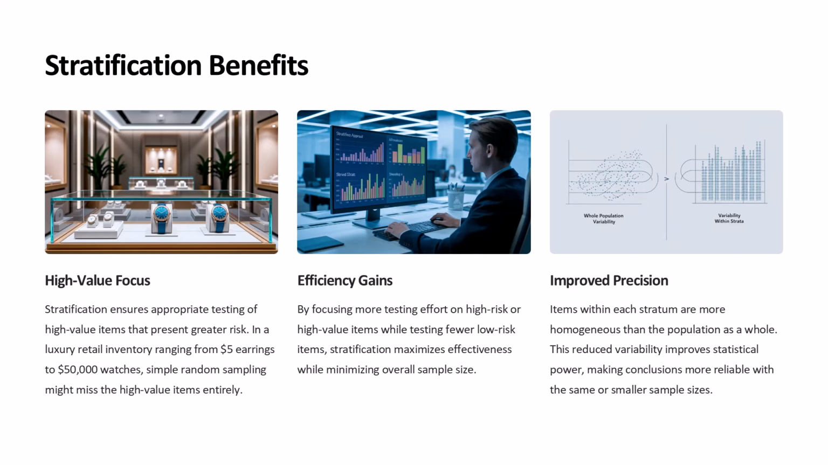The key benefit is that we can focus more testing effort on high-risk or high-value items, while testing fewer low-risk or low-value items. This maximizes the effectiveness of our sample by ensuring we test the most important items while minimizing the overall sample size. For example, in an inventory with items ranging from $5 to $50,000, simple random sampling would give each item an equal chance of selection. This could result in testing many low-value items while missing high-value items that present greater risk. Stratification ensures appropriate coverage of all value ranges.